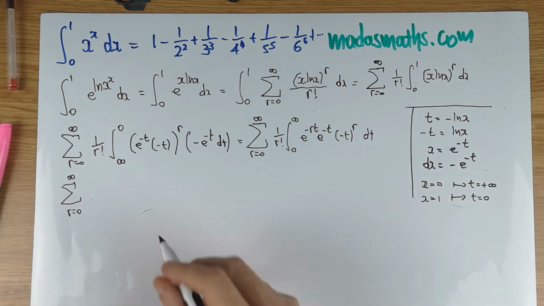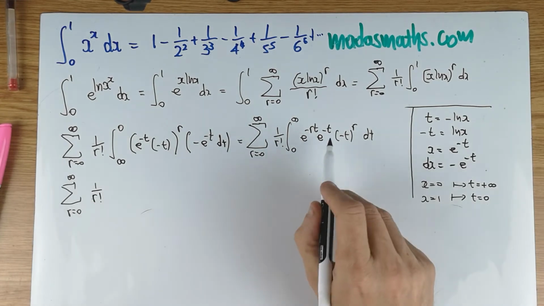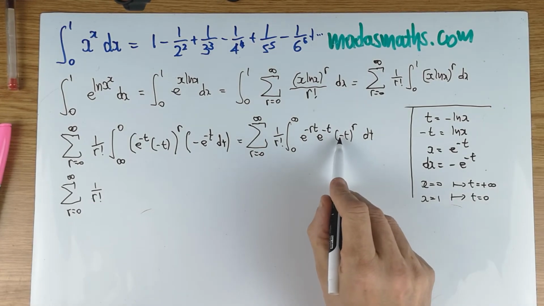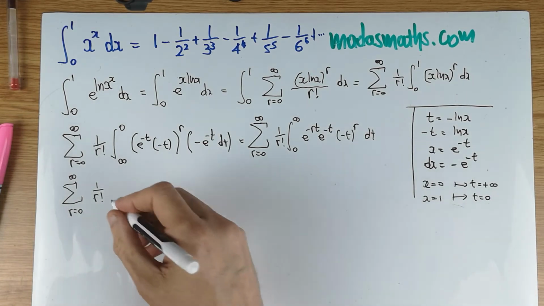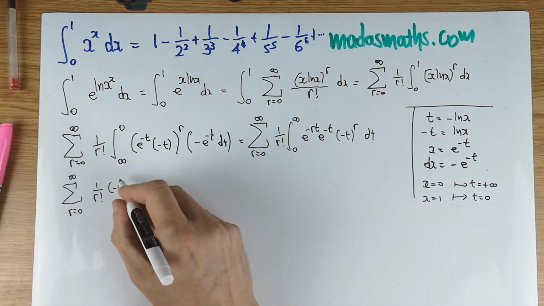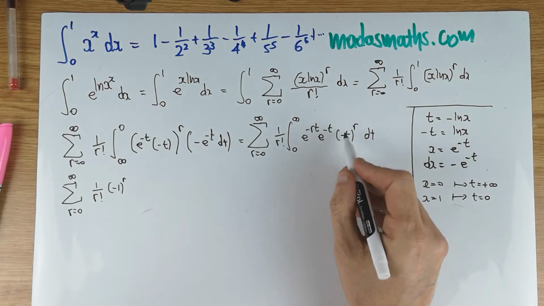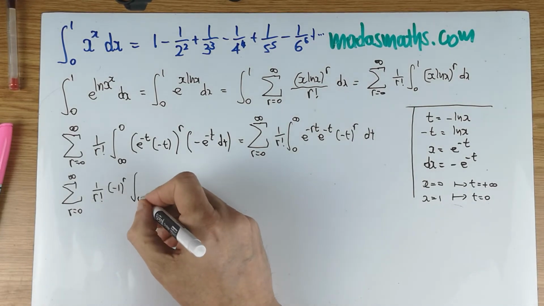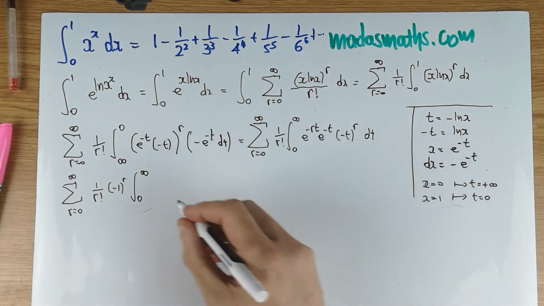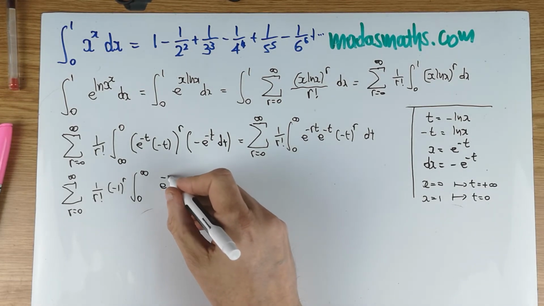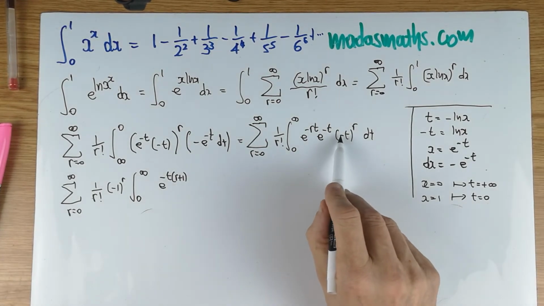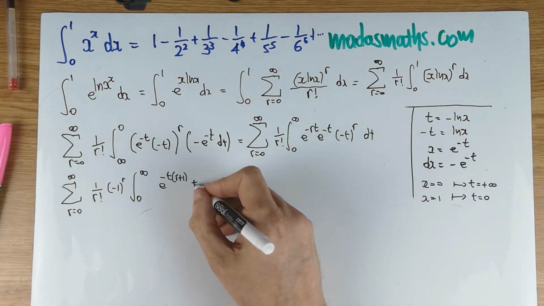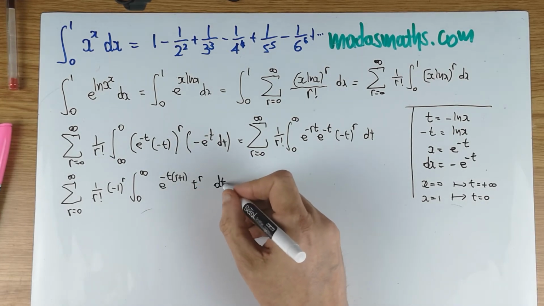And just rewriting this, we have 1 over r factorial. Now, this is annoying, this minus there. So if we pull out minus 1 to the r, it has no t dependence. It can come outside the integral, but not, of course, outside the sigma. So I can write it as minus 1 to the r. This is from this bit here. And then the integral from 0 to infinity, and then we've got e to the minus t times r plus 1. That's the exponent of the e. And this has lost its minus, I pulled it outside, so it's t to the r. And of course, this is dt.